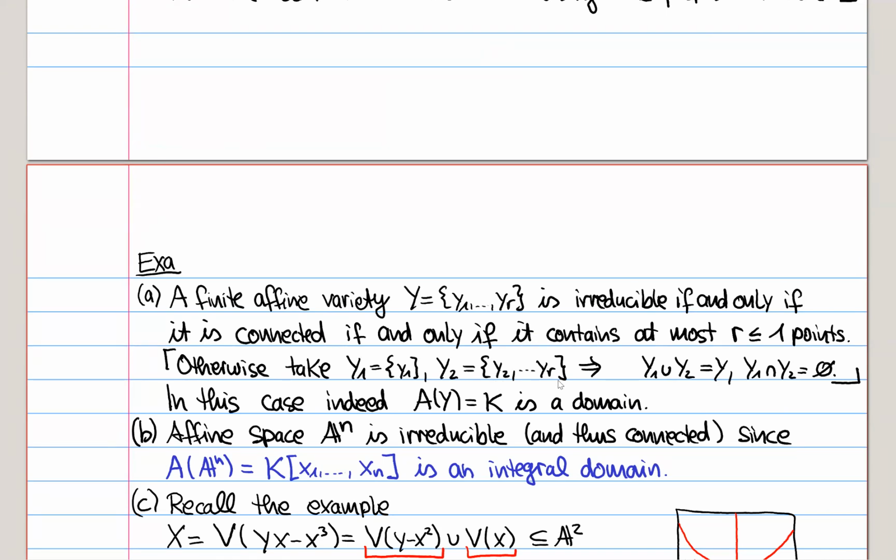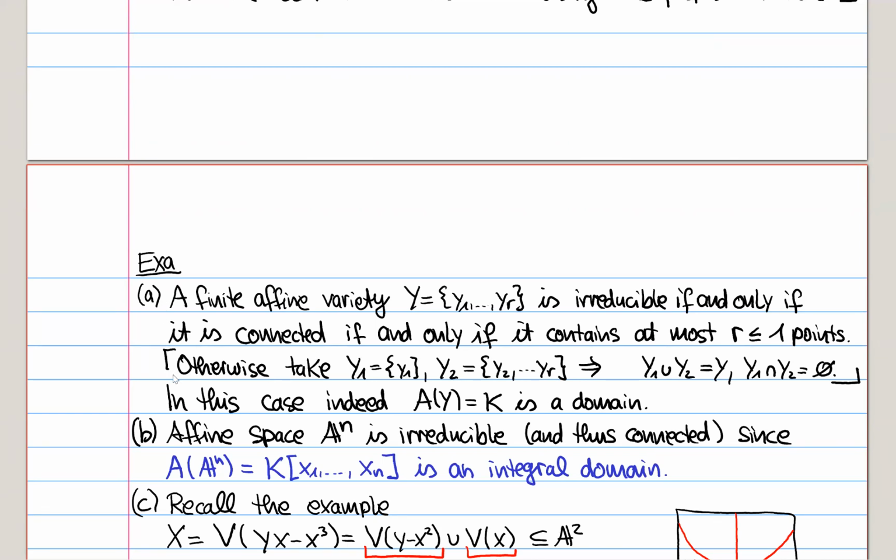These are both closed sets still. They're both not the entire set, but they cover this. And not only this, but also you see that they're disjoint by definition. And so this proves not only is Y reducible, but in fact, it's also disconnected if the number of points is at least 2. So this actually is the sum for this finite set.